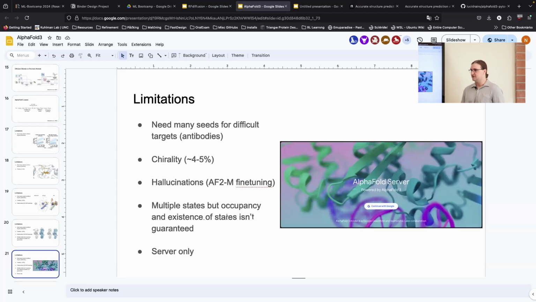And the final limitation I had is that it's still server only. If they keep their word, then we'll have the open source version sometime in November, but that's to be seen. I'm hopeful, but we shall see.